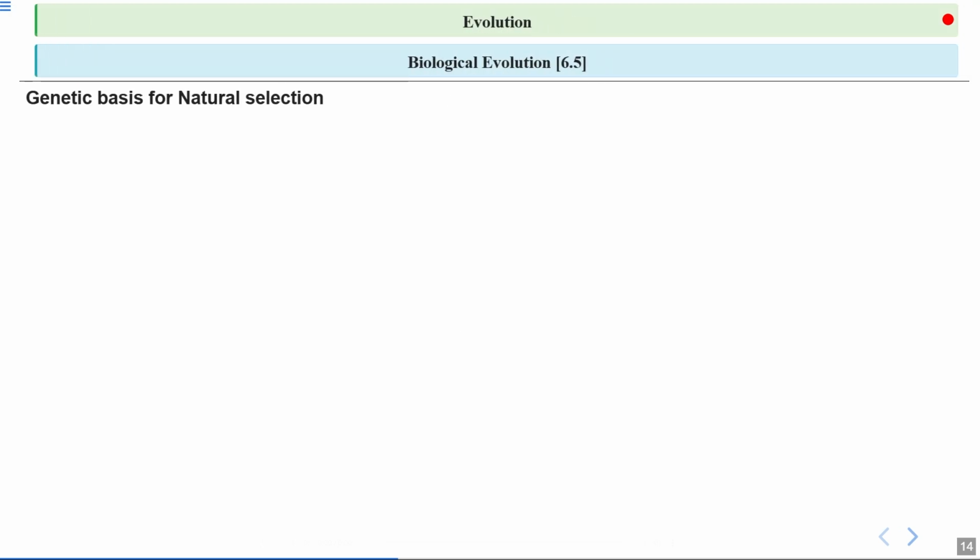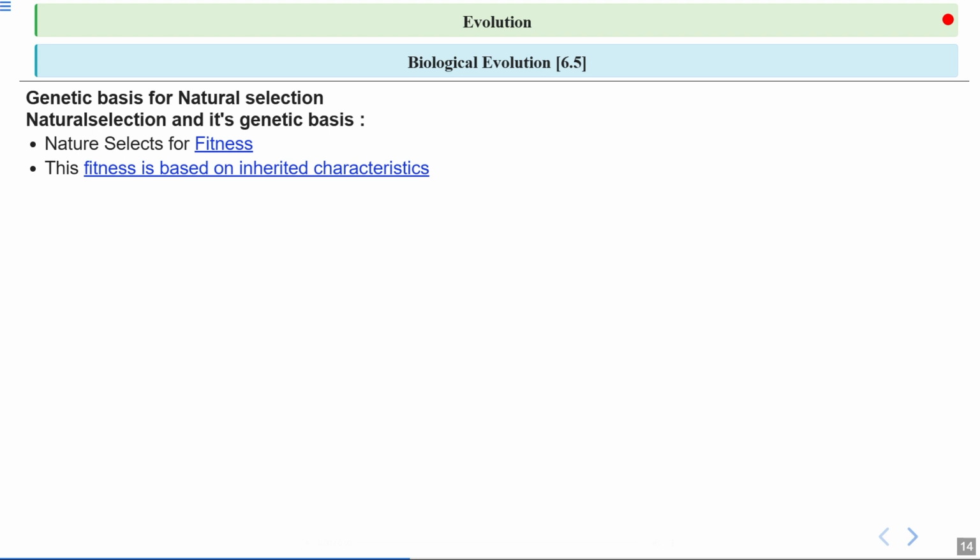Now, what is the genetic basis of natural selection? Natural selection and its genetic basis, we are going to talk about this. Nature selects for fitness. An individual which is fit in the changed environment will produce more progeny. This fitness is based on inherited characteristics, meaning the characteristics should be inherited in the next generation also. And these characteristics should provide survival advantage.